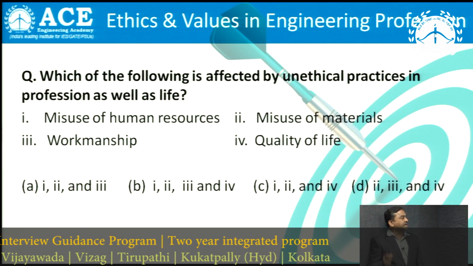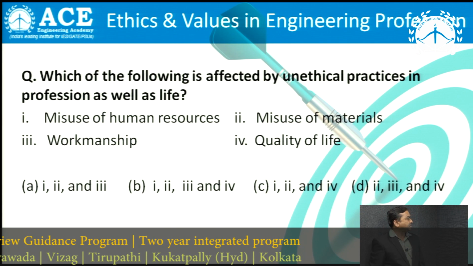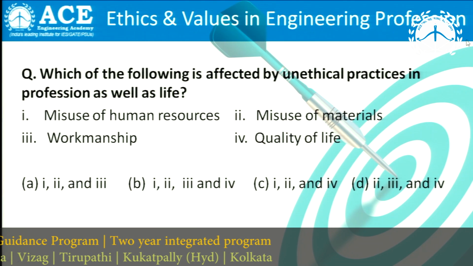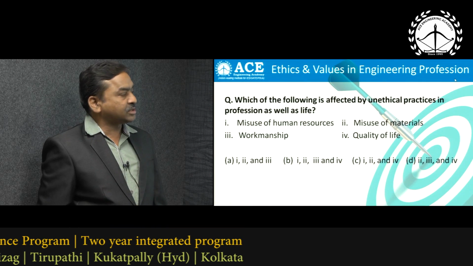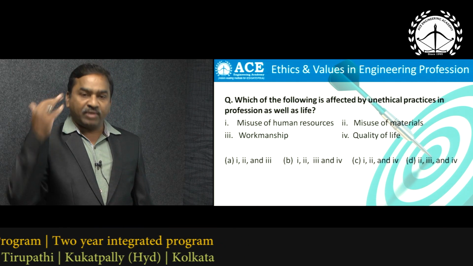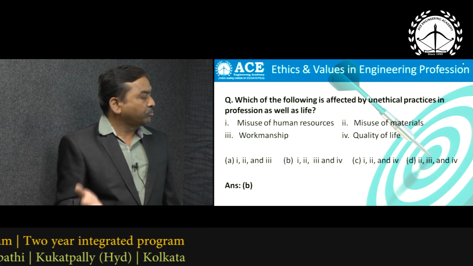Which of the following is affected by unethical practices in profession as well as life? Misuse of human resources. If there is no proper ethical behavior, the problem is there is misuse of human resources, misuse of materials, workmanship is suffering, quality of life also suffers. So the choice is all the 4, B.